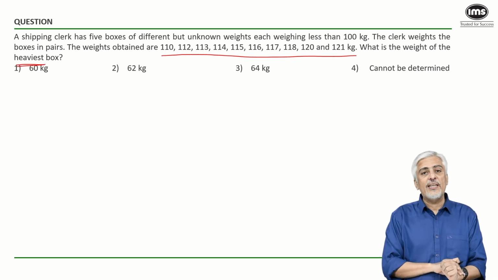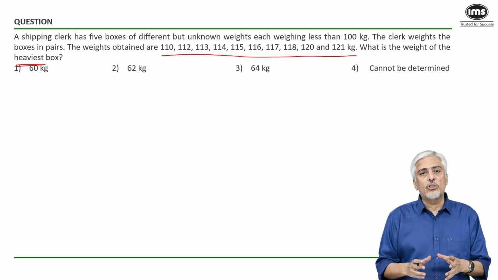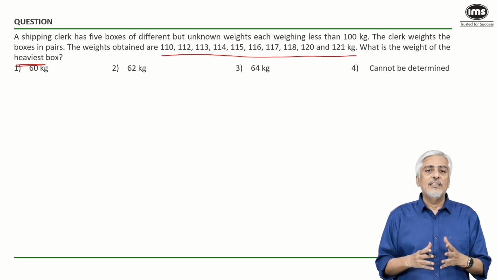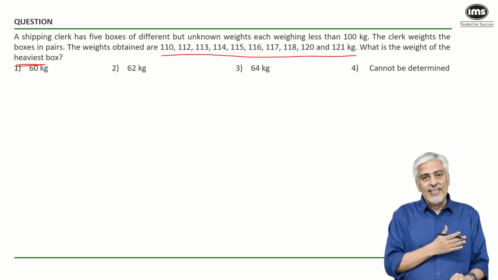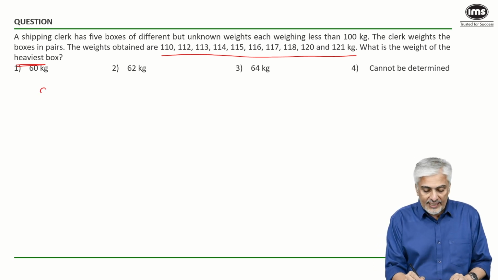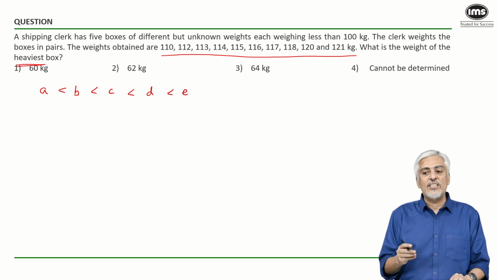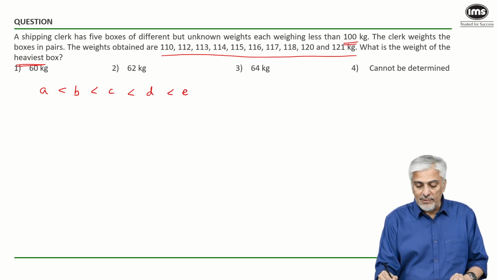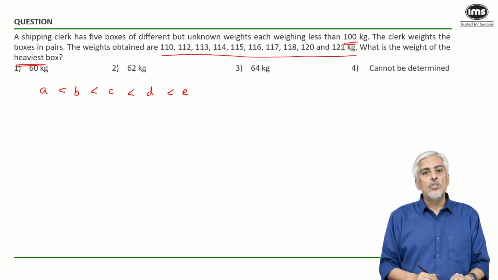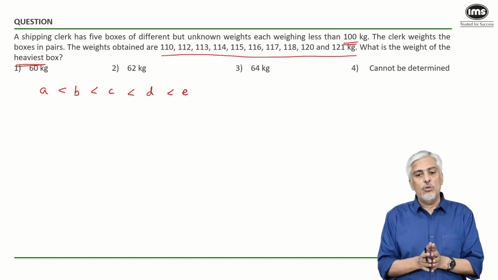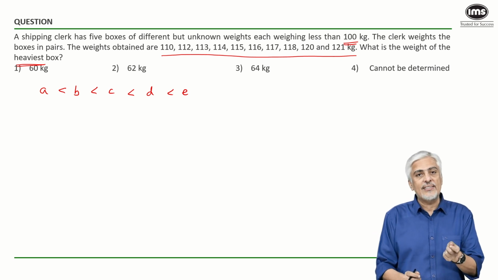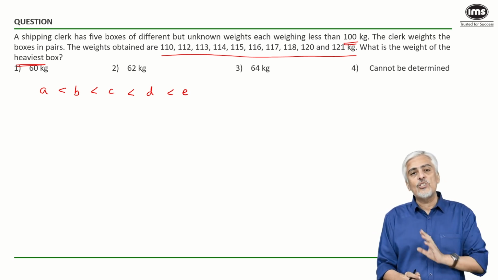Now, pay attention to this very carefully. So we have 5 boxes. We don't know the weight of any one of them. Let us assume the weights of these 5 boxes are A, B, C, D, E in ascending order, which means A is the lightest, then there is B, then C, D and E. So these are the 5 boxes in kgs, all of them less than 100 kg. So what do we know? We know the total when you take them in pairs is 110, 112 and so on.